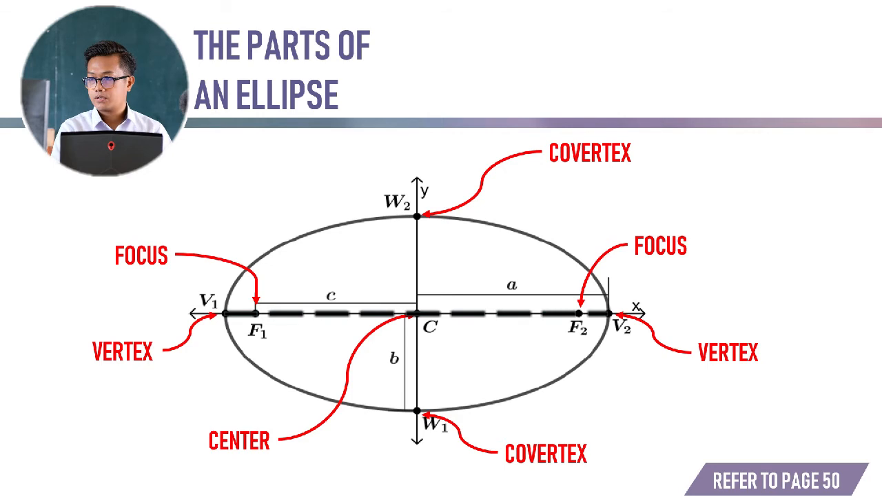You also have your major axis nga ga-intersect sa imo nga focus kag imo nga minor axis nga ga-intersect sa imo nga co-vertex. Remember nga ang major axis ga-intersect sa focus, ang minor axis ga-intersect sa co-vertex.